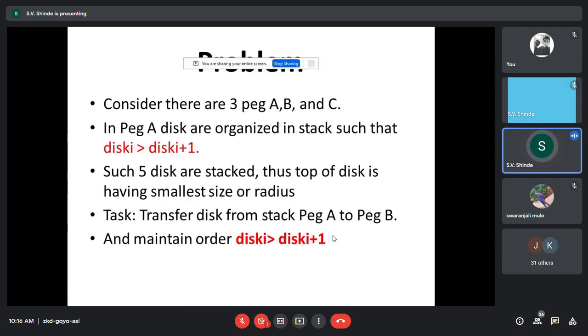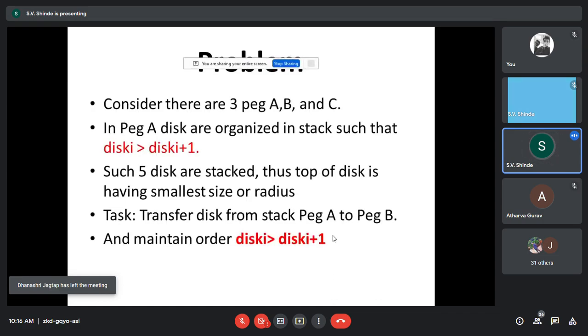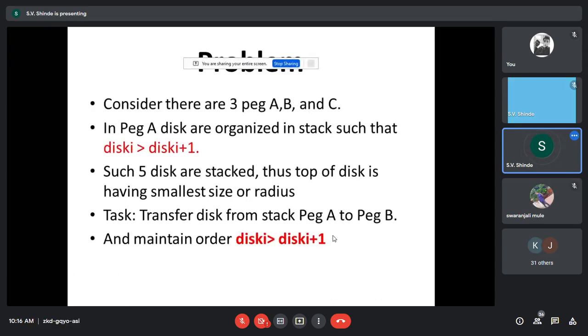We have to consider that there are three pegs, that is A, B, and C. In peg A, disks are organized in a stack such that disk i is greater than disk i plus 1, and 5 such disks are stacked. Thus, the top disk has the smallest size or radius. So these are a few of the conditions related to what will be there on the stack.